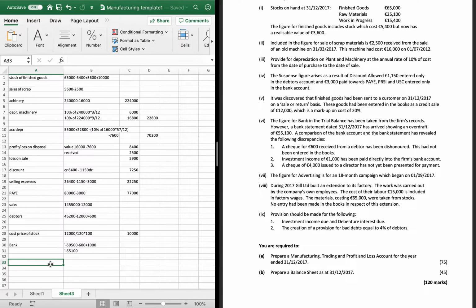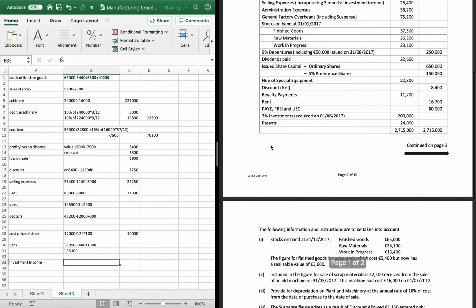So I'm going to work out the investment income now, so we can help work out the investment income due as the double entry. So the investment income is 3% on investments. So 3% of 200,000, but you got the investments on the 1st of the 6th, so you only have them for 7 months this year. So from the 1st of June to the 31st of December, 7 months.